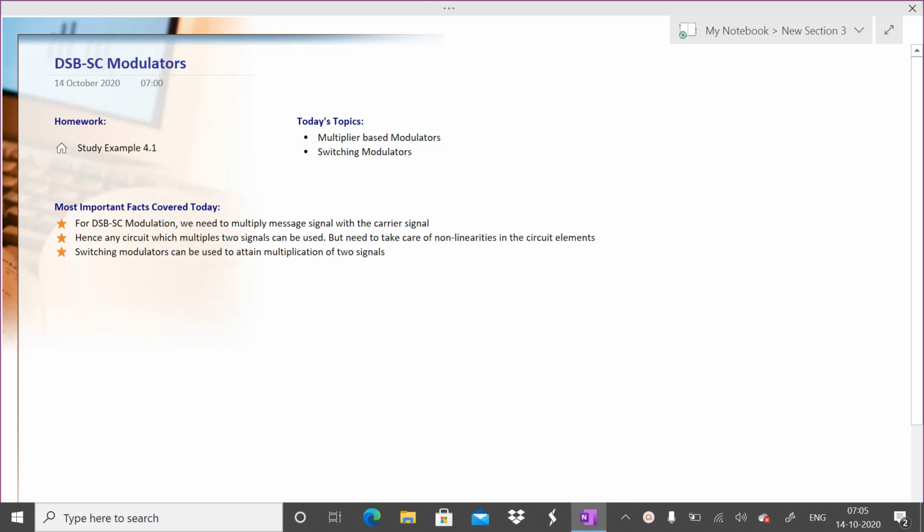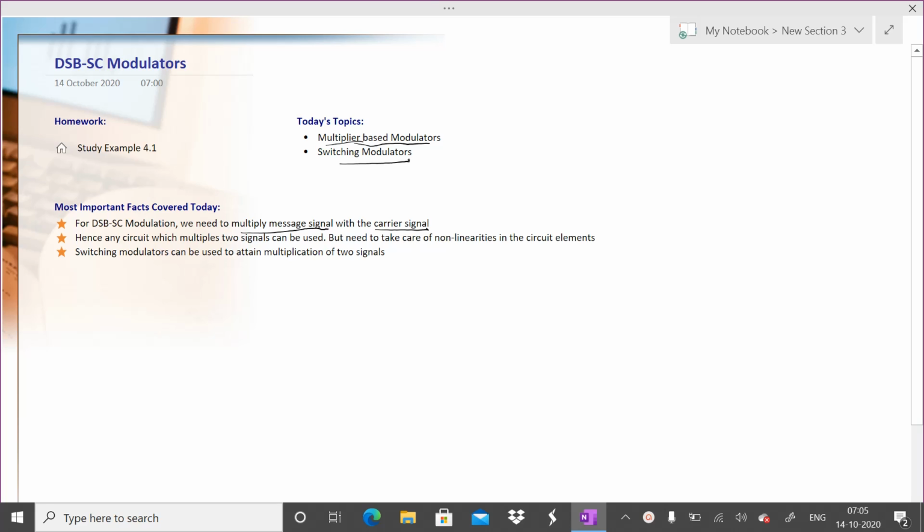Welcome to the next lecture. In this lecture we will study the actual design of modulators. In particular, we will first motivate ourselves that the modulation for DSB-SC is attained when we multiply a message signal with the carrier signal. So we have multiplier-based modulators and also switching modulators.